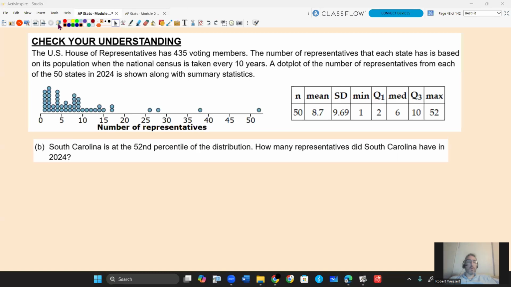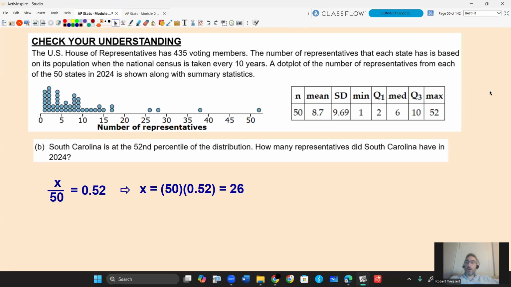So remember, with this one, you want to work backwards. So let's start by solving that for x. What that's going to do is give you the position. Then you can use that position to figure out what point that actually is from the data. So multiply by 50. You'll get 26. So the 26th position.